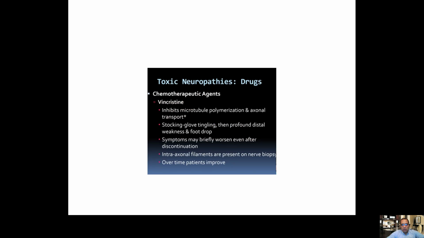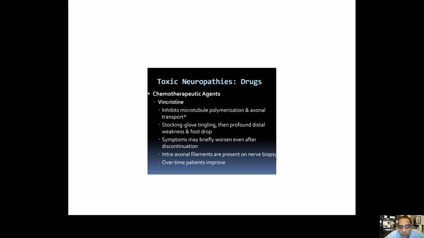And now, after the endocrine causes, we come to toxic neuropathies, which are caused mainly by chemotherapeutic agents. There are too many chemotherapeutic agents, so we don't have to know all of them. It's just important to memorize one or two of the most important. So vincristine is one of them.